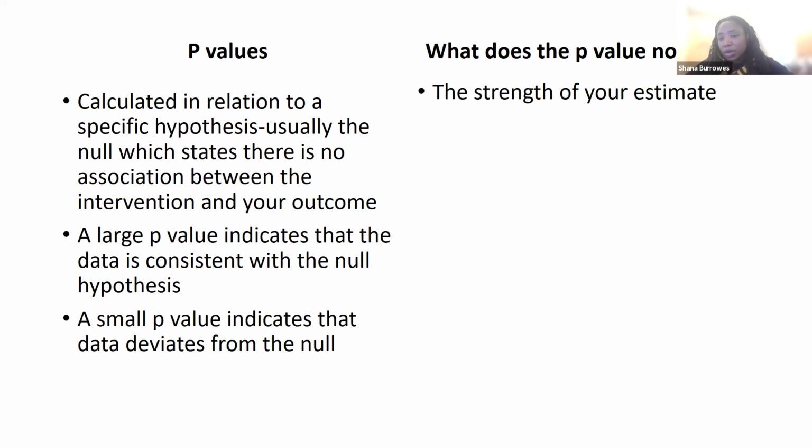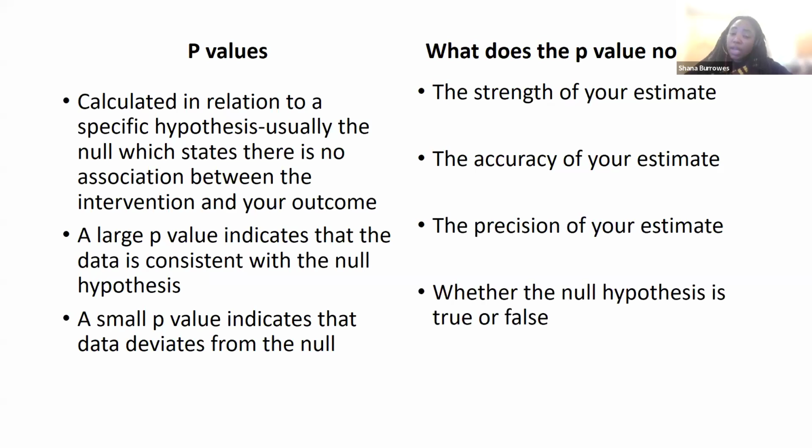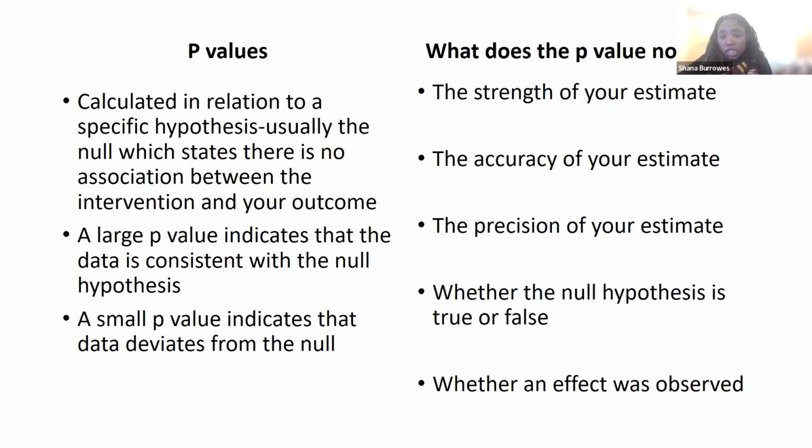So a p-value doesn't tell you how big your odds ratio is or how big your risk ratio is. It doesn't tell you how accurate your estimate is. It doesn't tell you how precise your estimate is. It doesn't tell you whether your null hypothesis is true or false, and it doesn't tell you whether an effect was observed. And if you're working in a large sample size of like millions of observations, this is usually pretty easy to see because you can have an odds ratio of 1.1 and a p-value of 0.000001.